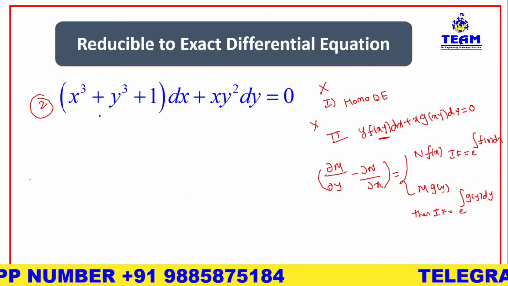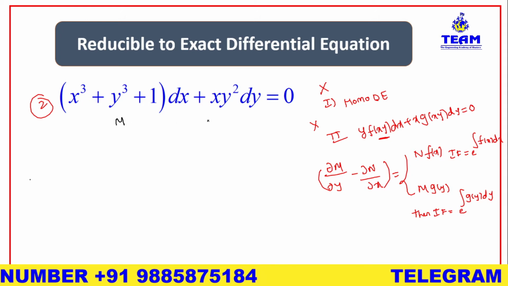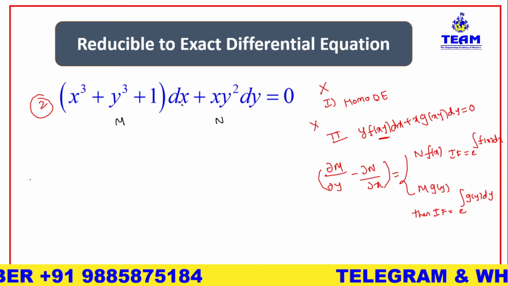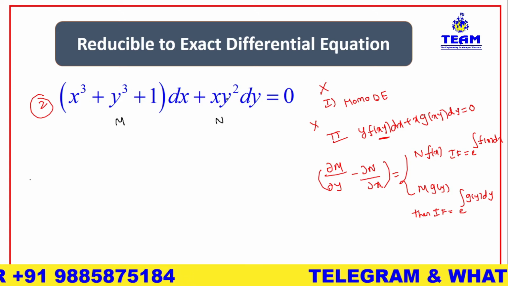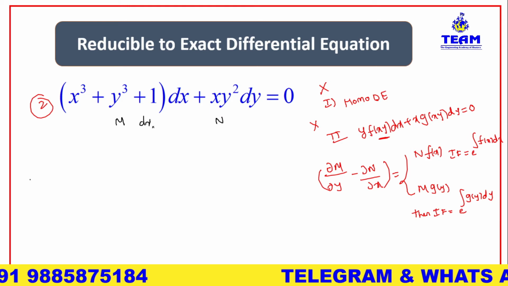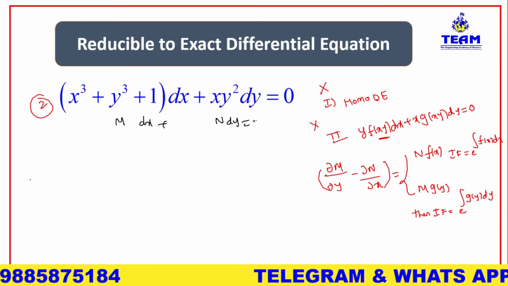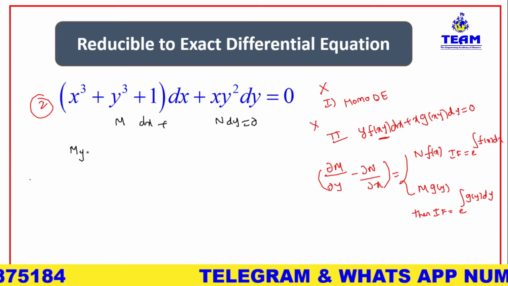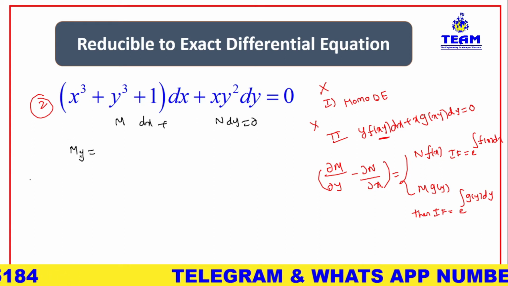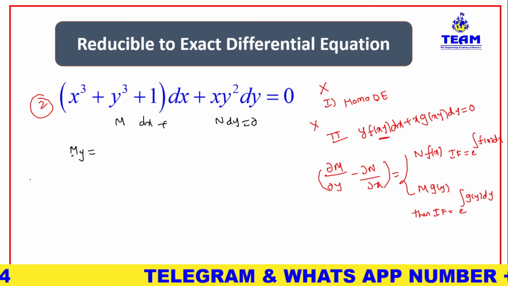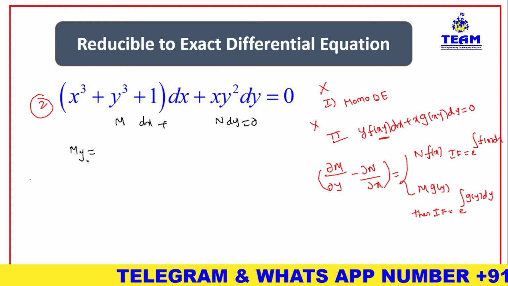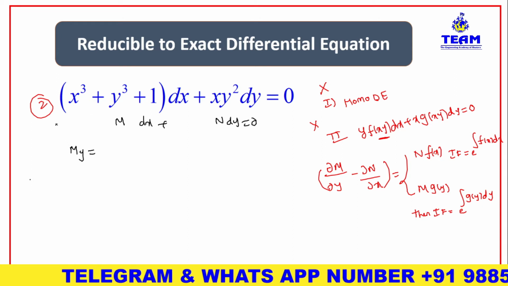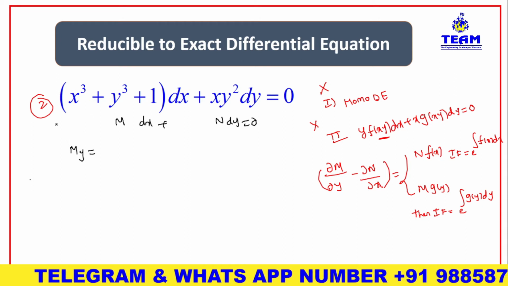Okay now friends, observe here: the dx coefficient is M, the dy coefficient is N. Sometimes they will give the first term as dy and the second term as dx. In that case, don't get confused; you have to compare with the M dx plus N dy equals 0 form only. Now I am finding ∂M/∂y. ∂M/∂y is simply M suffix y. This means we are differentiating M partially with respect to y. In this case, we treat all other variables, except y, as constants or independent.